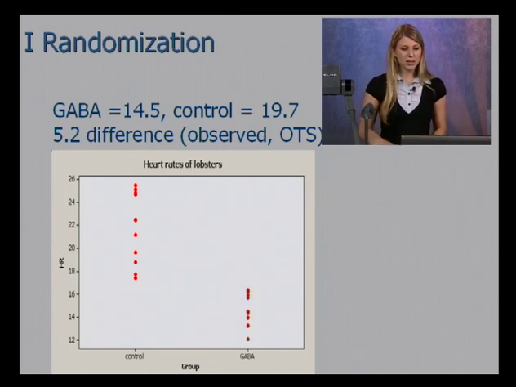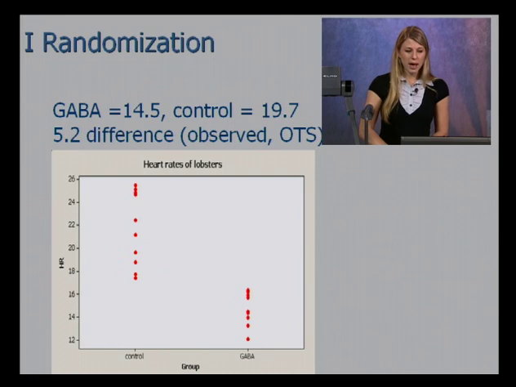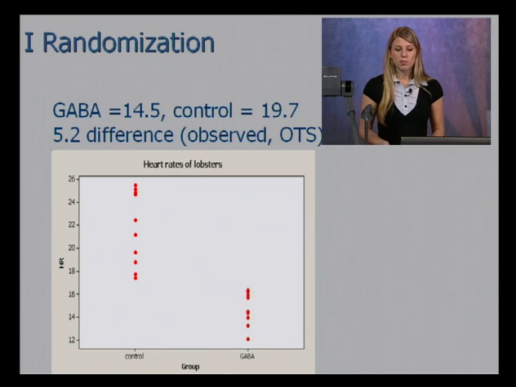So here, if you look at the difference, the GABA group had a mean of 14.5, and the control group, the group that didn't get GABA, had a mean of 19.7, which is a 5.2 difference between the two groups. So this is what we call our observed difference.